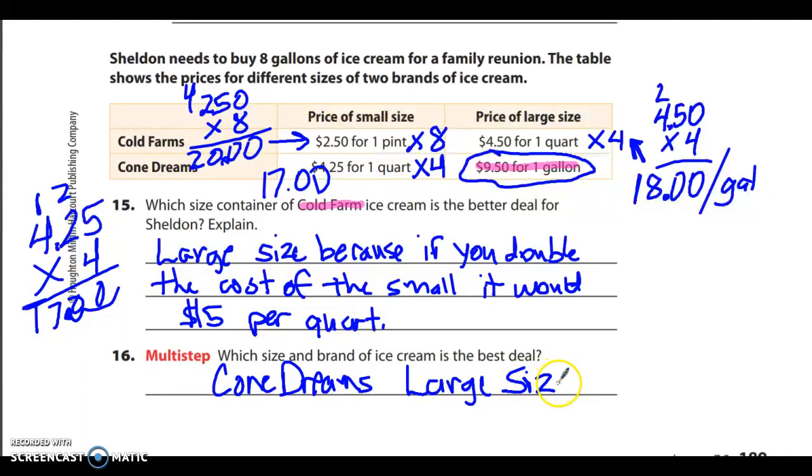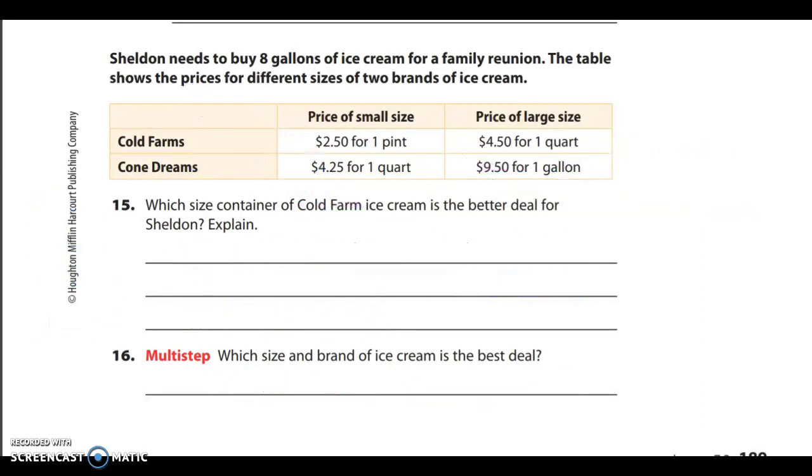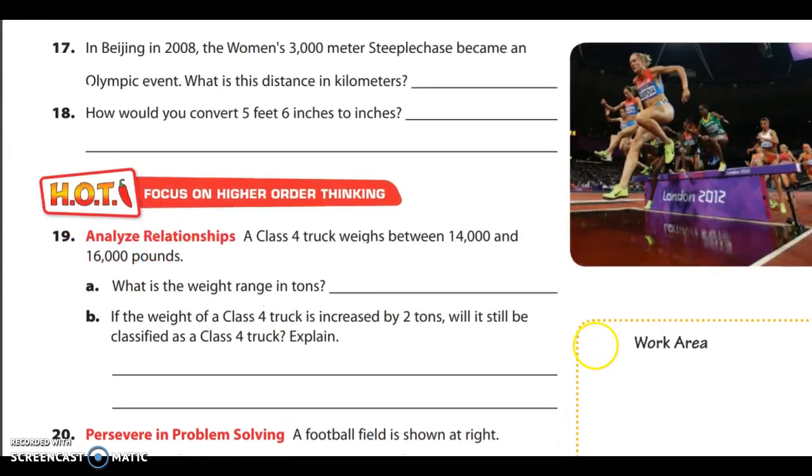It asks which size and brand. So it's Cone Dreams large size is the best deal. Cool. Okay, well, we still have time on this video, so we're going to go ahead and go to the next page and do at least the first couple questions.